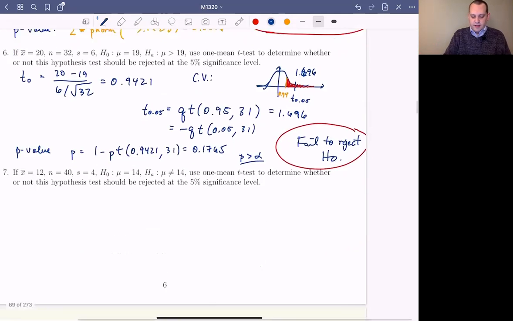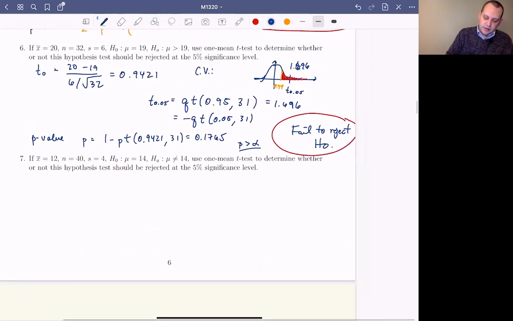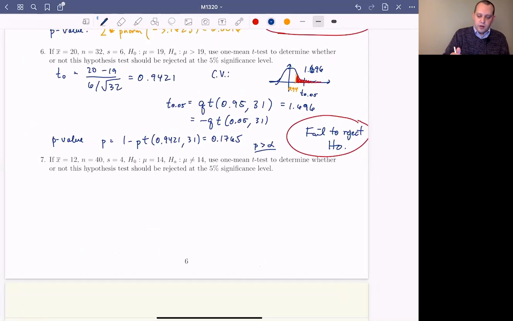And then finally, on our last example, so example number 7, we're going to have a mean of 12. We're going to have 40 data points, so sample size of 40. Our sample standard deviation is 4. And then we want to know, it's a two-sided hypothesis test. So we want to know, is the mean 14 or not? And we're going to use a 5% significance level.